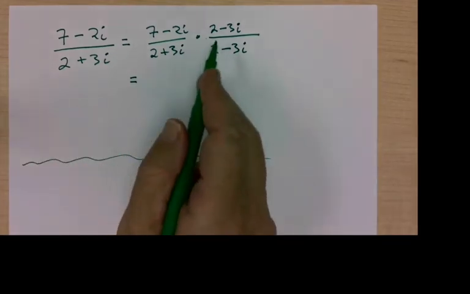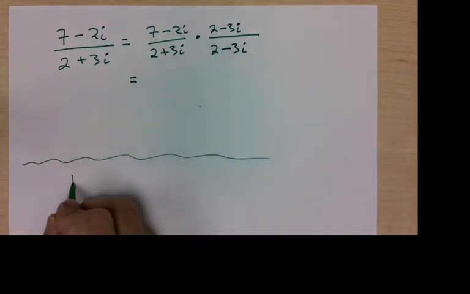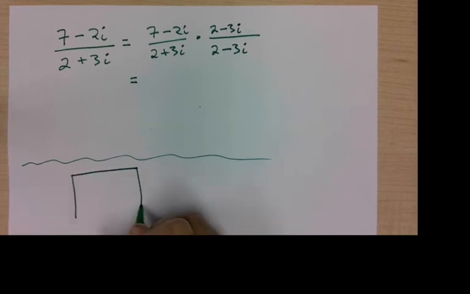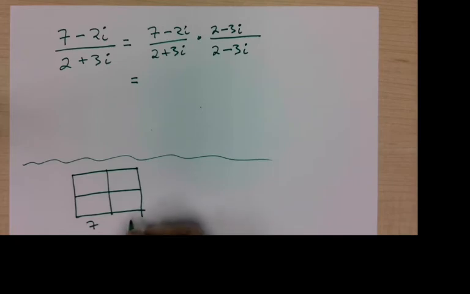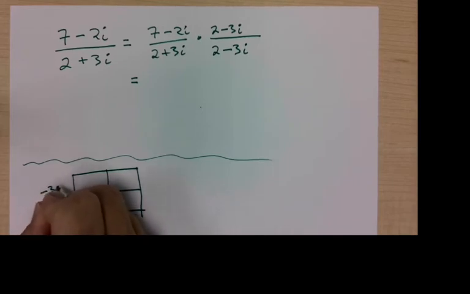So we need to multiply 7 minus 2i times 2 minus 3i. So let's do that. 7 minus 2i times 2 minus 3i.